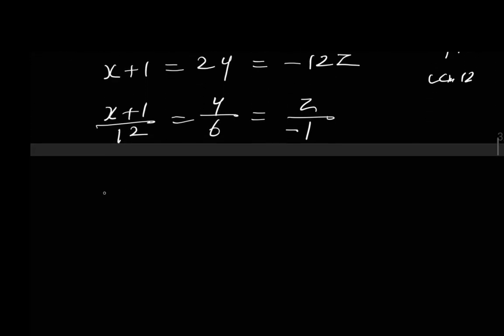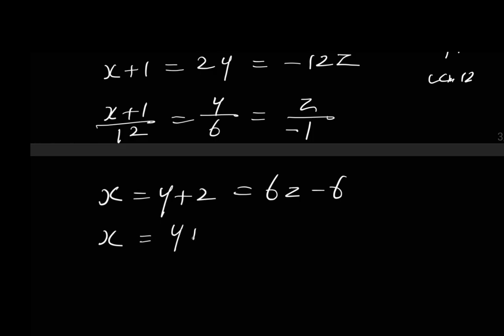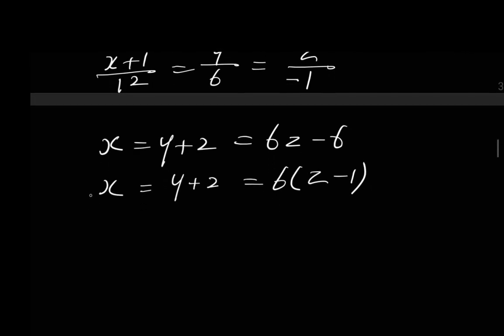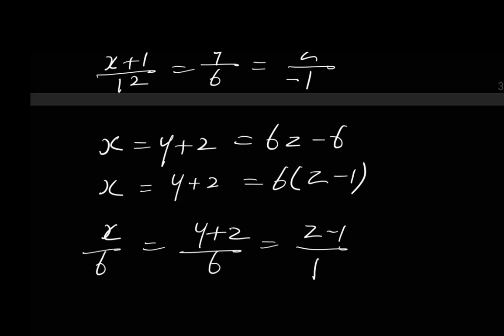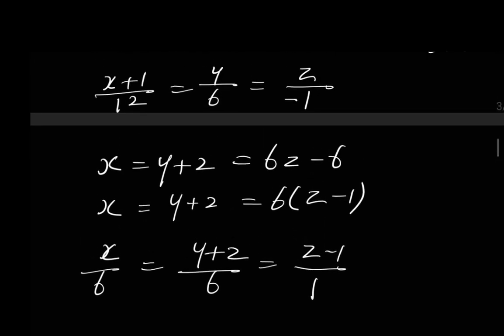Before that, take the second line, x is equal to y plus 2 is equal to 6z minus 6. Here x equal to y plus 2, and 6 common in z minus 1. The coefficient of x is 1 and the coefficient of y is also 1, but the coefficient of z is 6. So I divide each term by 6: y plus 2 by 6, and z minus 1, since 6 by 6 is 1. So let me collect the point and also the parallel vector.